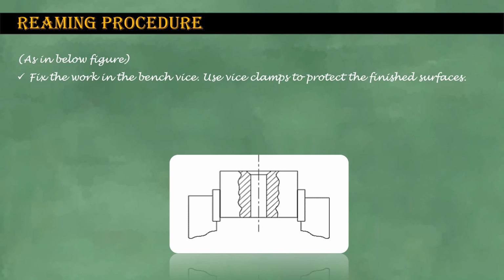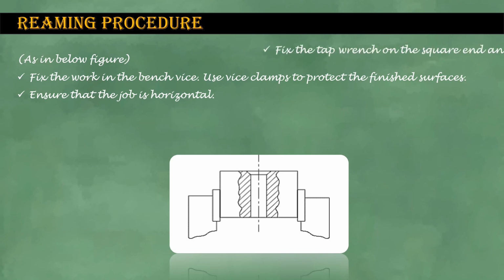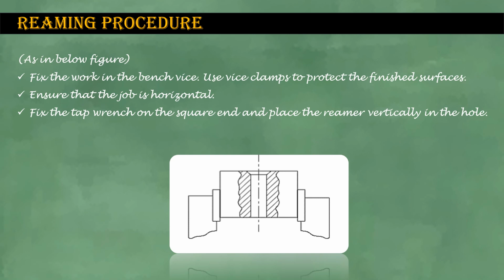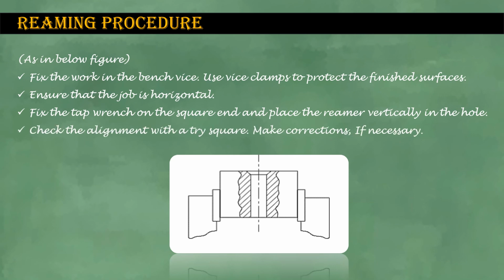Fix the work in the bench vise. Use vise clamps to protect the finished surfaces. Ensure that the job is horizontal. Fix the tap wrench on the square end and place the reamer vertically in the hole. Check the alignment with a tri-square. Make corrections, if necessary.